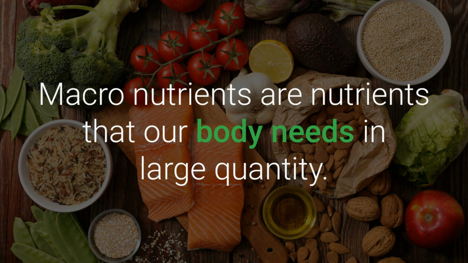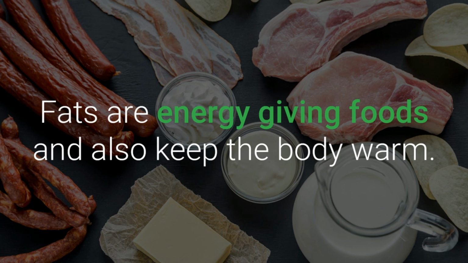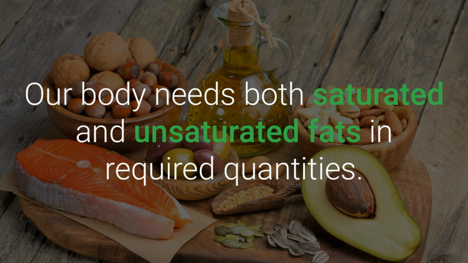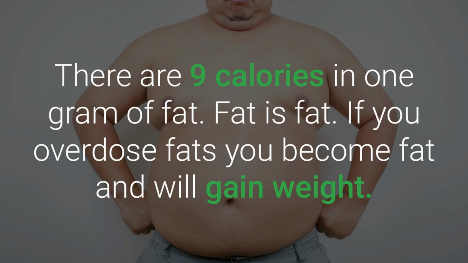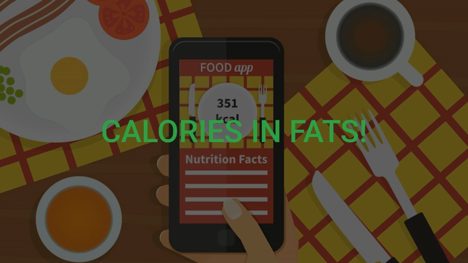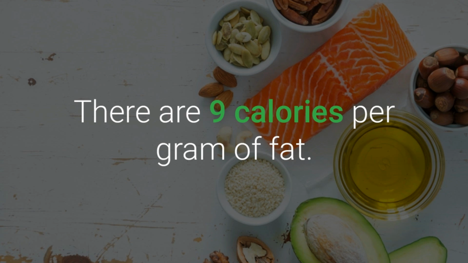Macronutrients are nutrients that our body needs in large quantity. Fats are energy-giving foods and also keep the body warm. Our body needs both saturated and unsaturated fats in required quantities. There are 9 calories in 1 gram of fat. Fat is fat. If you overdose on fats, you become fat and will gain weight. There are 9 calories per gram of fat.